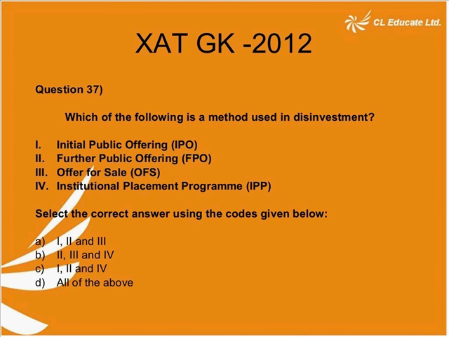The maximum number of answers is being given to, yes, most of you have given the answer as 1, 2, 3, and some of you have given 2, 3, 4. But what is the correct answer? Correct answer is all of the above. All of the above are the methods used in disinvestment. When IPO is issued, what does it mean? They disinvest their terms.